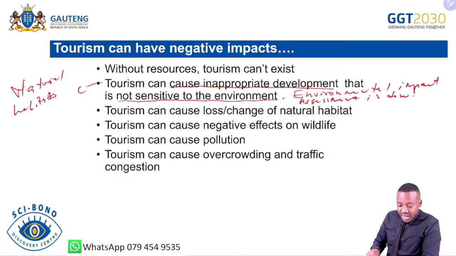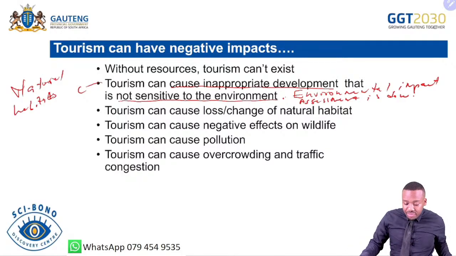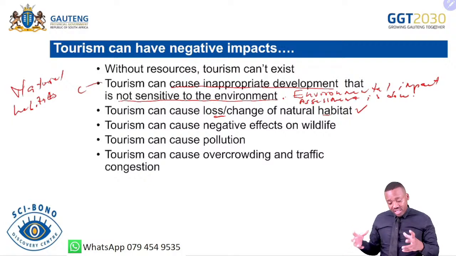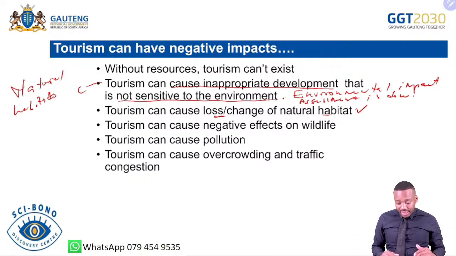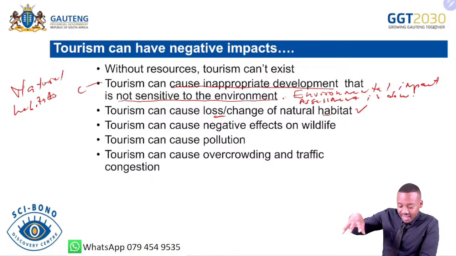So tourism can cause inappropriate development that is not sensitive to the environment. So cutting down trees, we know that is also wrong. So that can happen due to tourism. Tourism can cause loss or change of the natural habitat. So now when we are removing all those plants, when we are removing all those trees to try to plant them somewhere else, that's what we are saying. We are going to be disturbing the current wild animals that are living in that particular area.